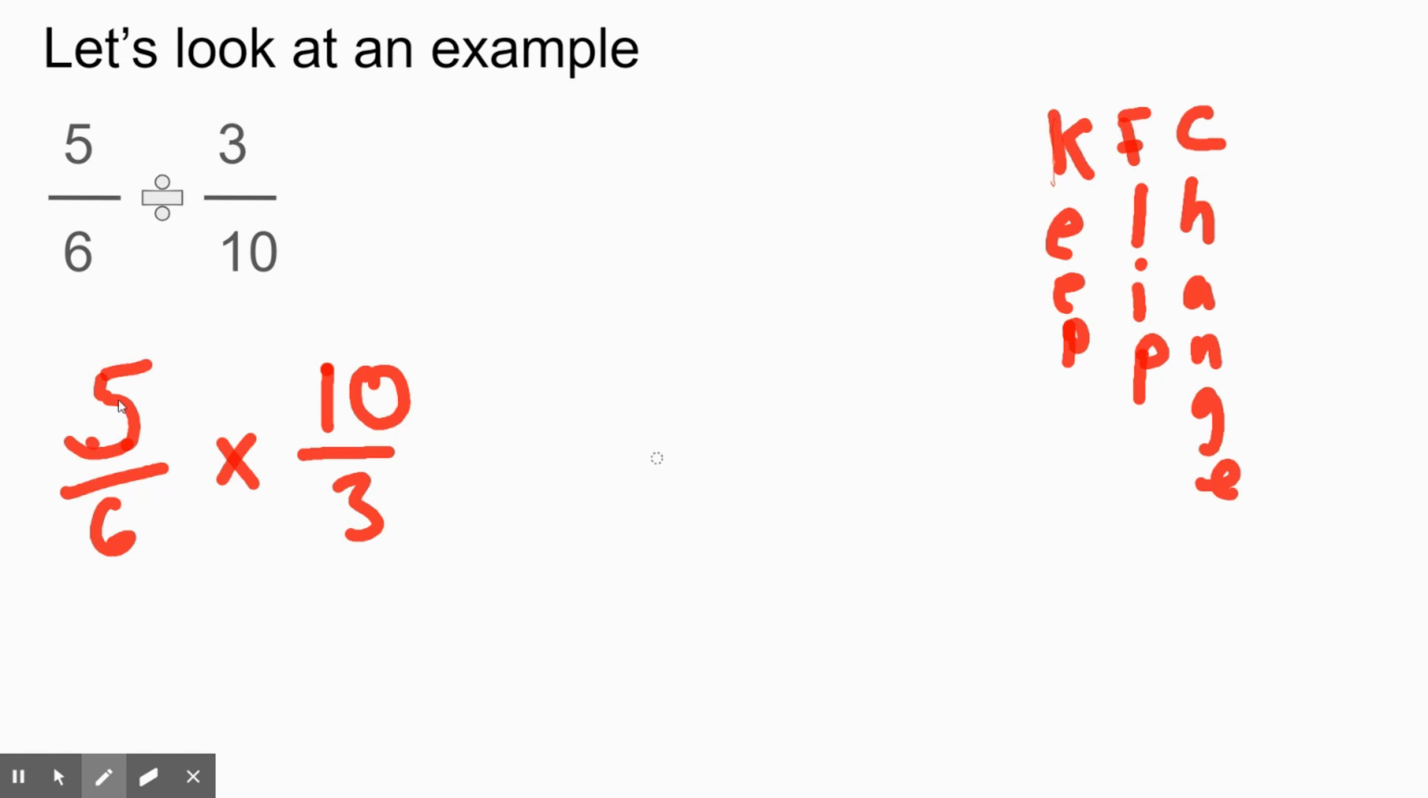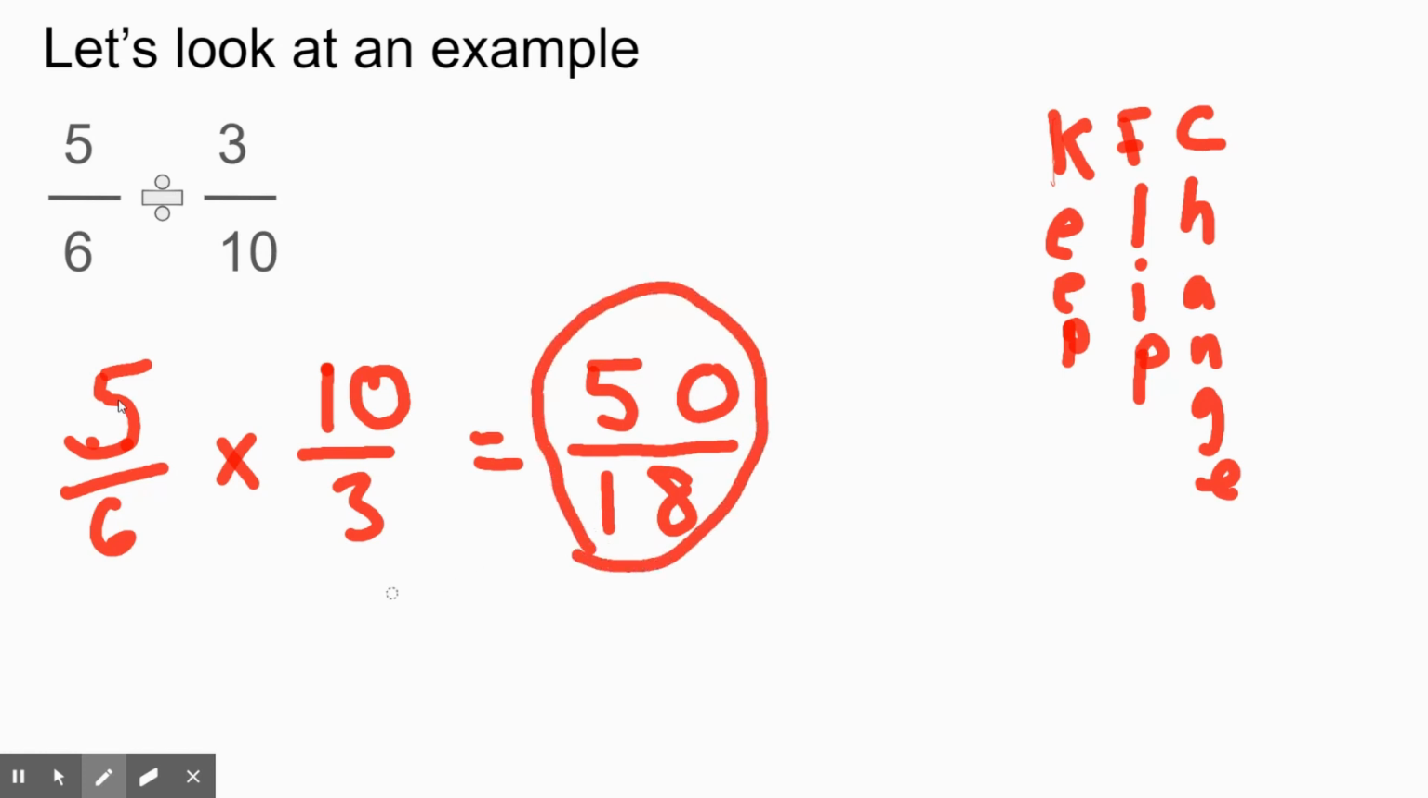From there, it's the same thing that we do when we're multiplying fractions. We're just going to multiply straight across. So we've got 5 times 10, which is 50. We have 6 times 3, which is 18. So we can say that this is our solution. However, we could also try to simplify this.